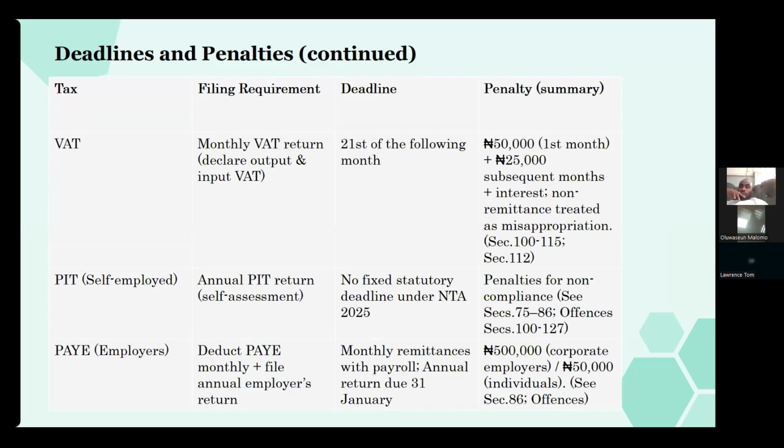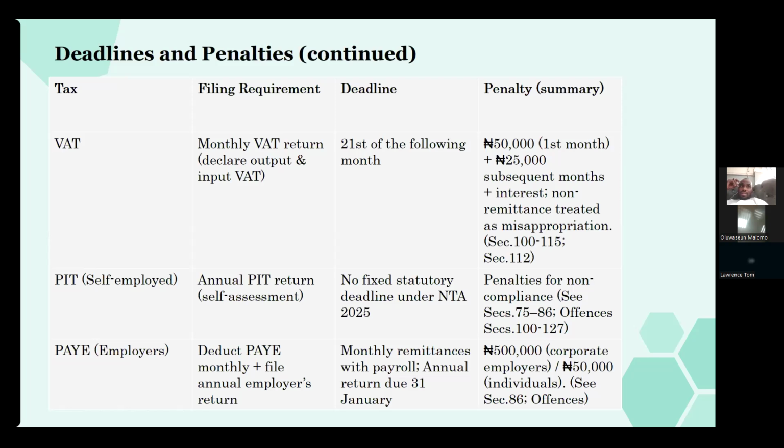Now for the personal income tax, which is a self-assessment as individuals. Say at the end of the year, I want to file my personal income tax. According to the new tax act, there is no statutory deadline for filing your return for that. But for PAYE, since the employer is the one deducting PAYE, they should deduct and remit and file the return on or before 31st of January the next year. So it means all of the PAYE deducted for 2025 should be filed on or before 31st January 2026.